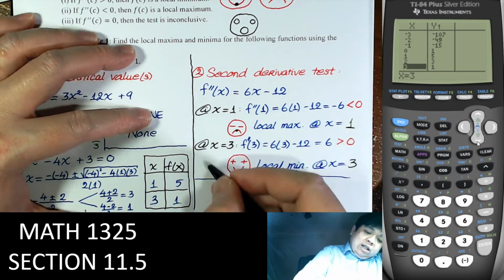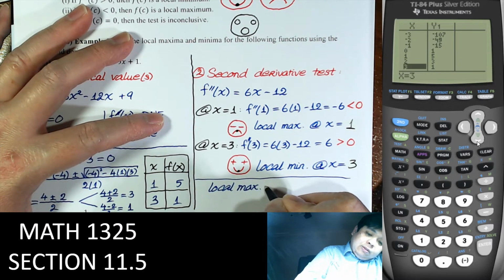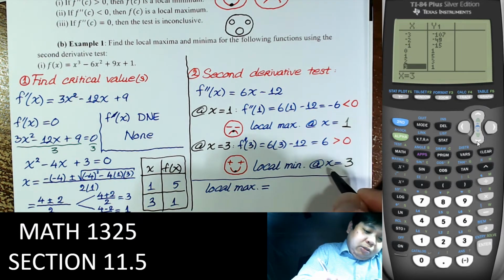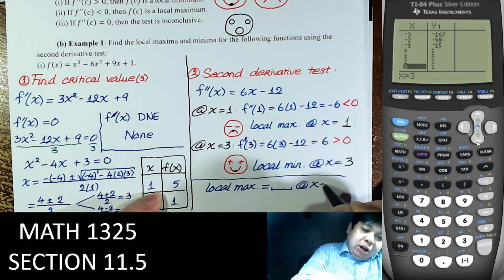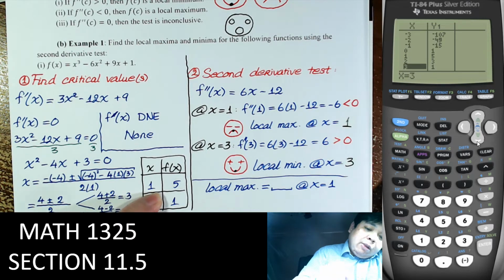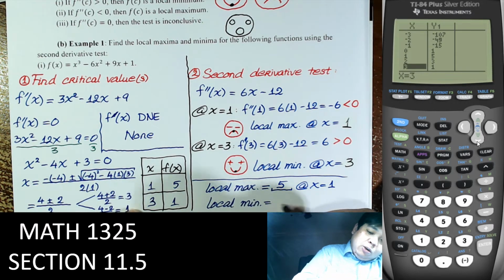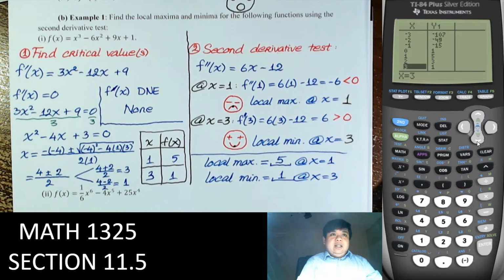So from there we can say local max equal to something at x equal to 1. And at x equal to 1, the function equals 5, right? Local min equal to something at x equal to 3. At x equal to 3, y equals 1. So that is our answer.